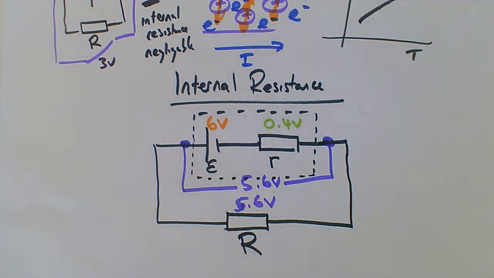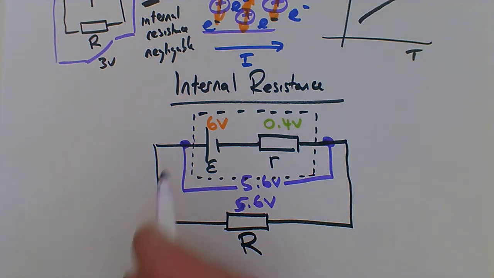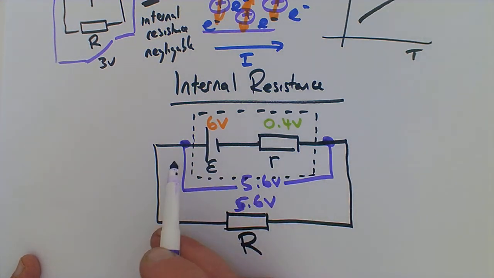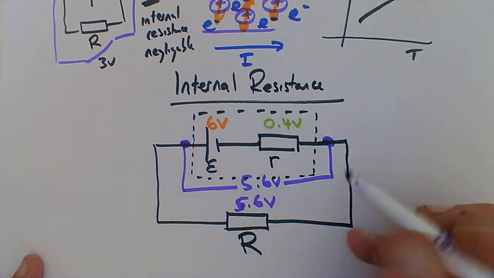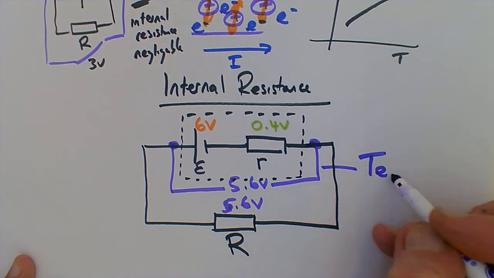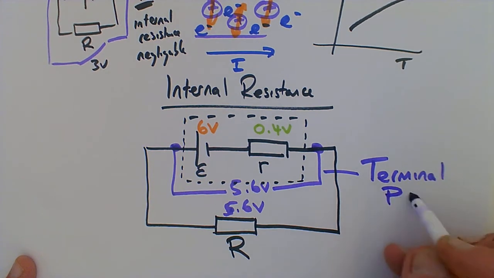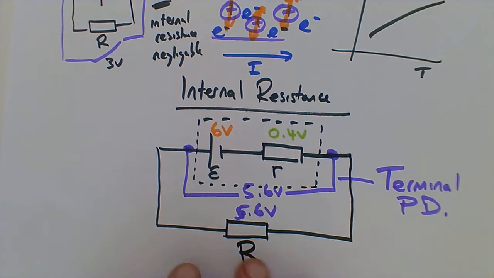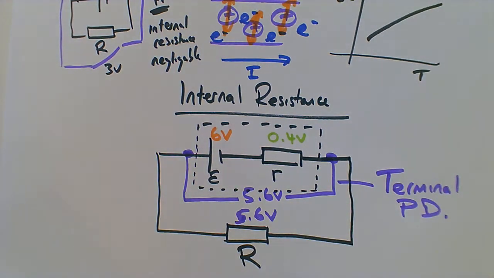So if I measured, when the current is flowing, this end of the cell and this end of the actual physical cell, this terminal and this terminal, then what we get is the terminal PD, terminal potential difference. And this would be what we would have either side of the actual power supply, be that cell or one of these power supplies that you plug in or whatever. That is the terminal PD. We can't access this, but we can access the terminals, and that can tell us something.